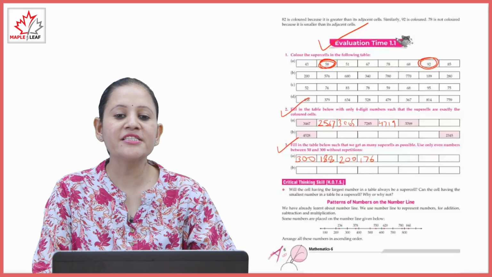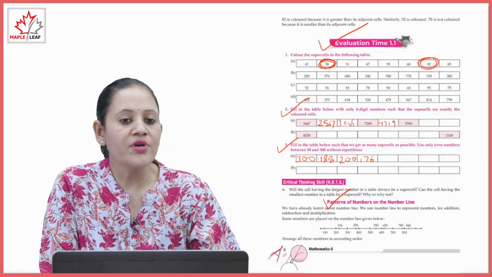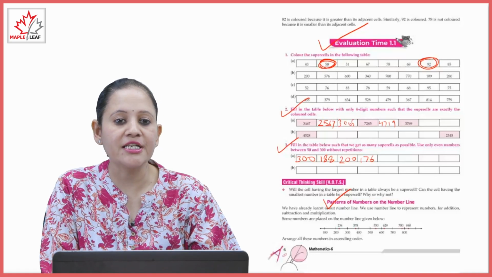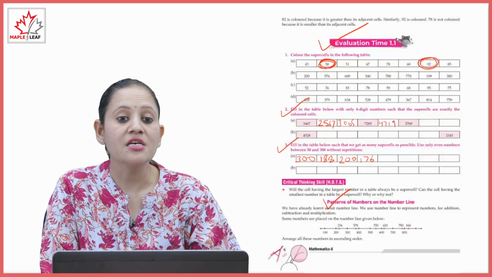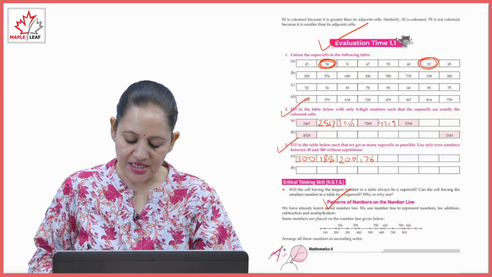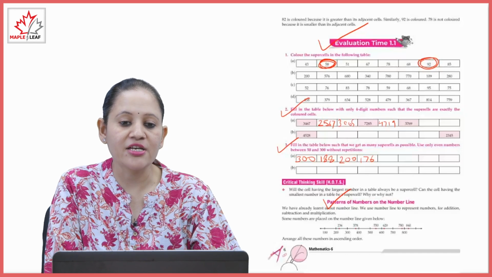Next is patterns of numbers on the number line. We have already learned about number lines. We use a number line to represent numbers for addition, subtraction and multiplication. So numbers are placed on the number line given below. So this is a number line and numbers are placed on it. Arrange all these numbers in ascending order.